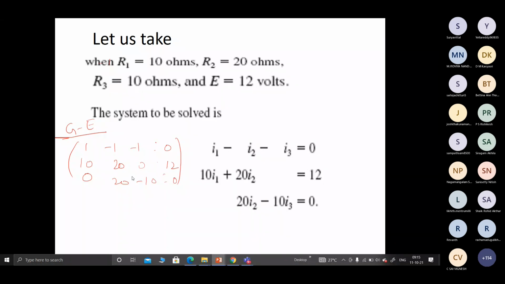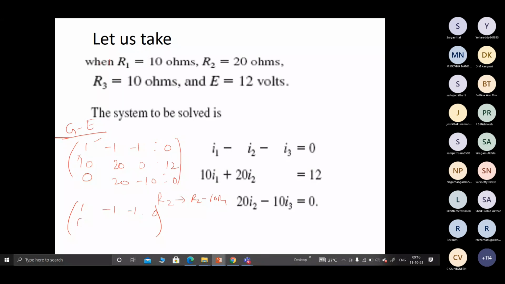Once you have this, what you can do is make this 0 with the help of this. What do you get? R2 is R2 minus 10 R1. So what will be this? Tell me. 1, minus 1, minus 1, 0.